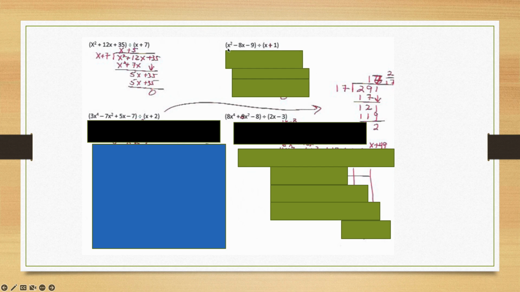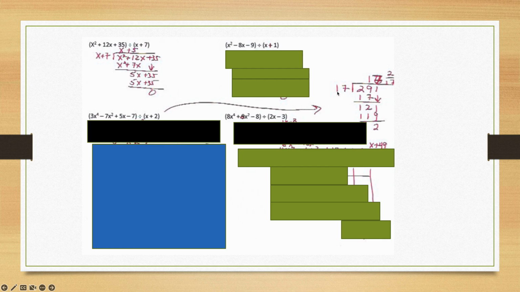Okay, so let's have you now take a look at what I did all the way on the left here. X plus 7 divided into x squared plus 12x plus 35. Now, just like over here when I was trying to figure out how many times 17 went into something, I kind of looked at 17 in my mind.